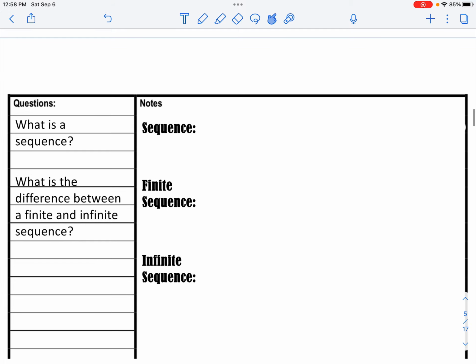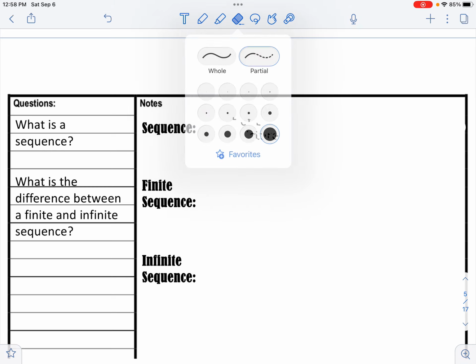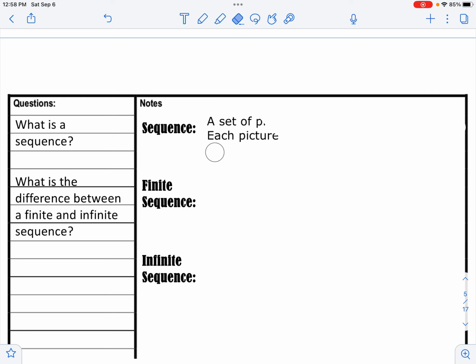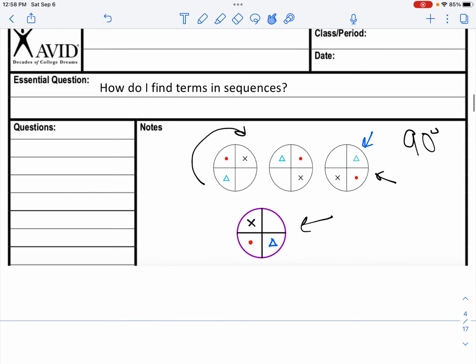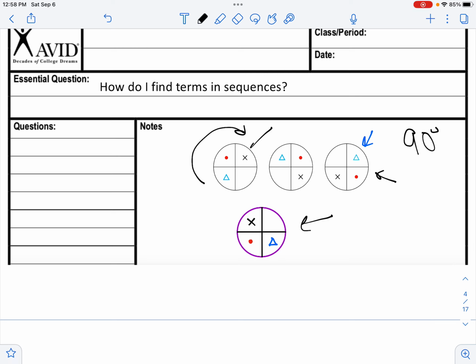So what is a sequence? Well, the definition of a sequence is this. It's a set of pictures or numbers with a pattern. That's it. Each picture or number is called a term. Okay, so in this previous one, each one of these, that's a term, that's a term, and that's a term. And then this is the next term after that.